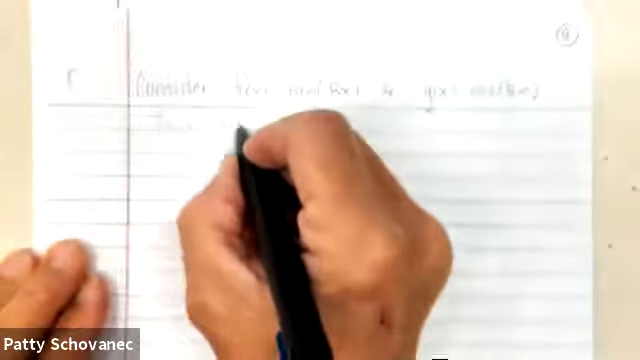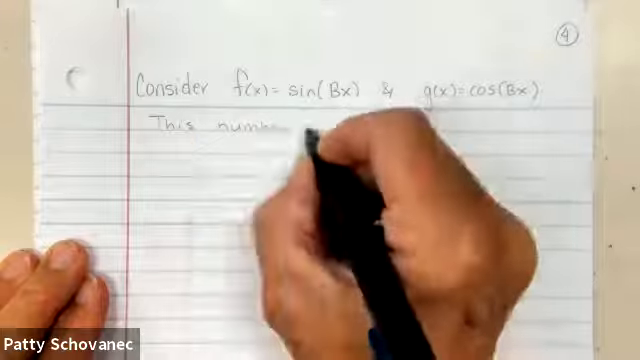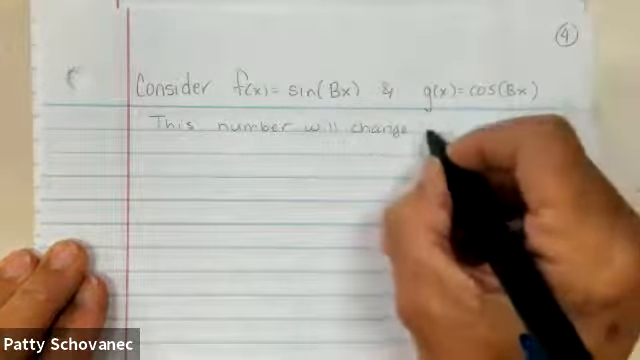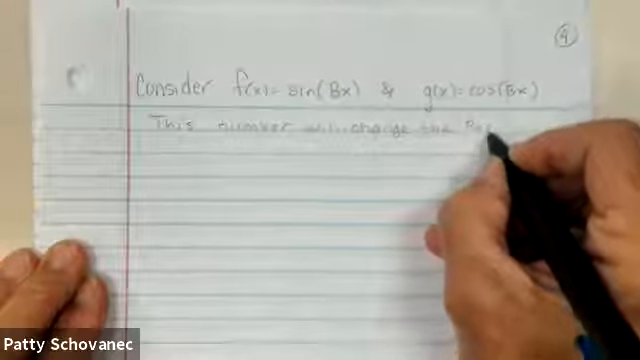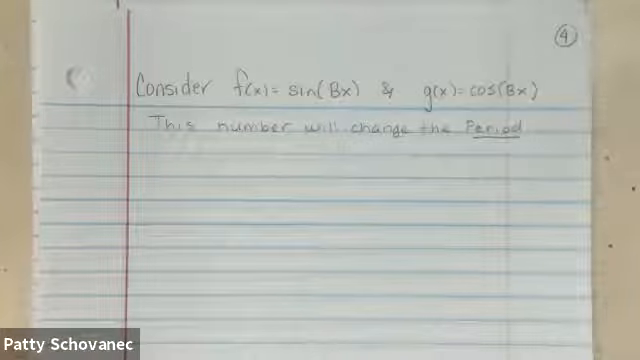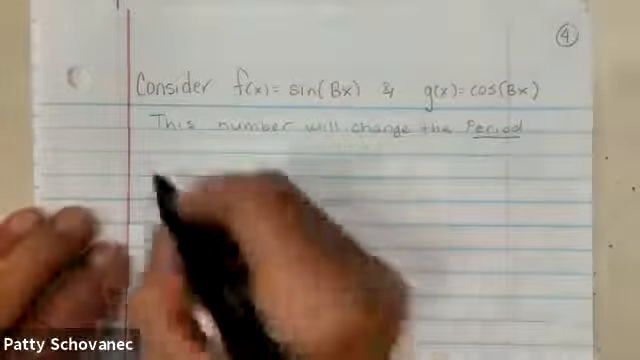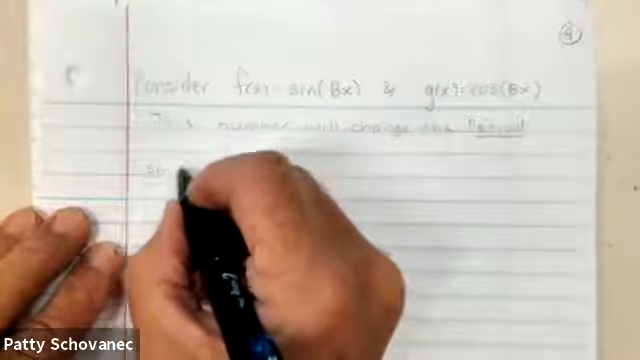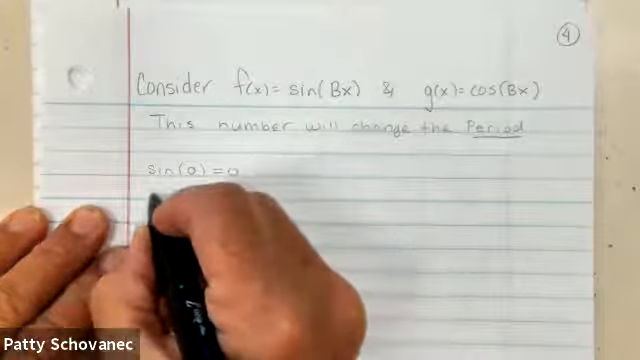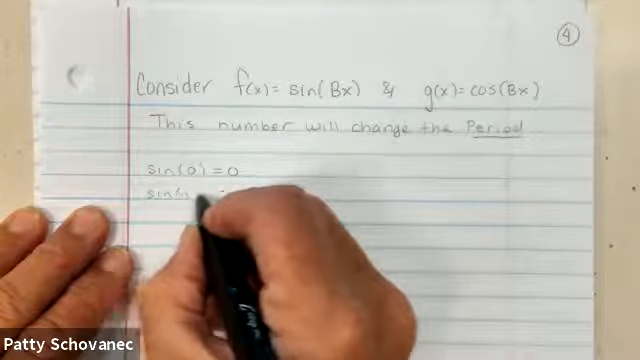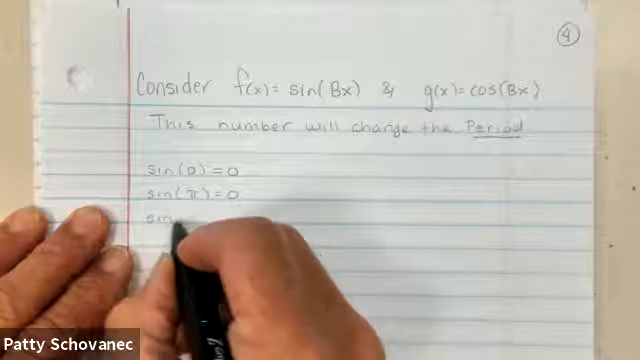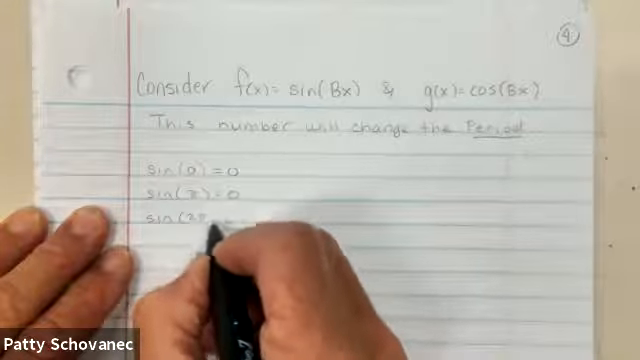This number will change the period. So typically, I know that the sine of 0 is 0. The sine of pi is 0. And the sine of 2 pi is 0.